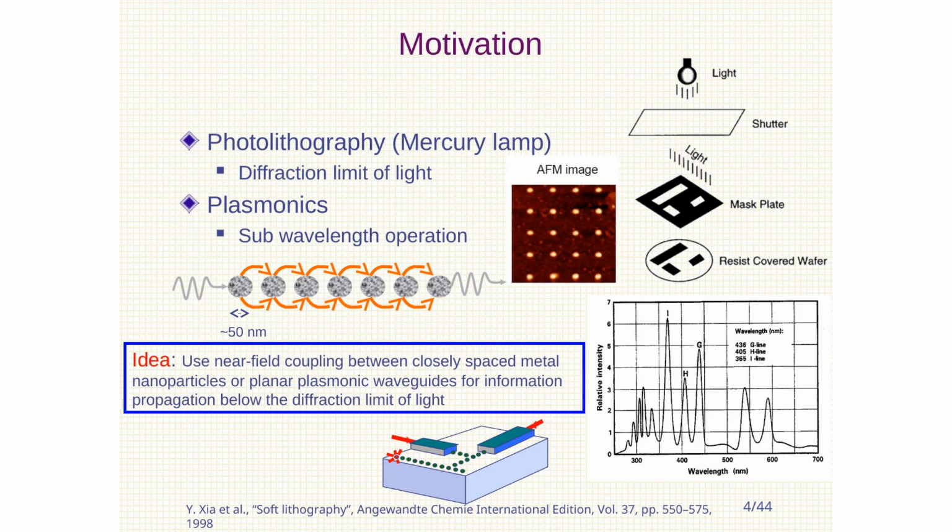Photolithography, limited by the diffraction of light, operates above 100 nanometers. Plasmonics, however, enables sub-wavelength operation, achieving resolutions around 50 nanometers. By utilizing near-field coupling between closely spaced metal nanoparticles or planar plasmonic waveguides, information can propagate below the diffraction limit, offering a significant advancement in nanofabrication techniques.